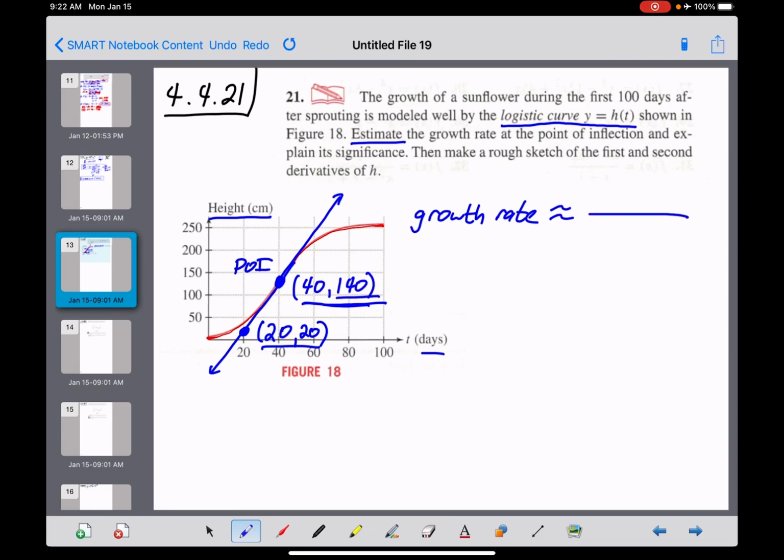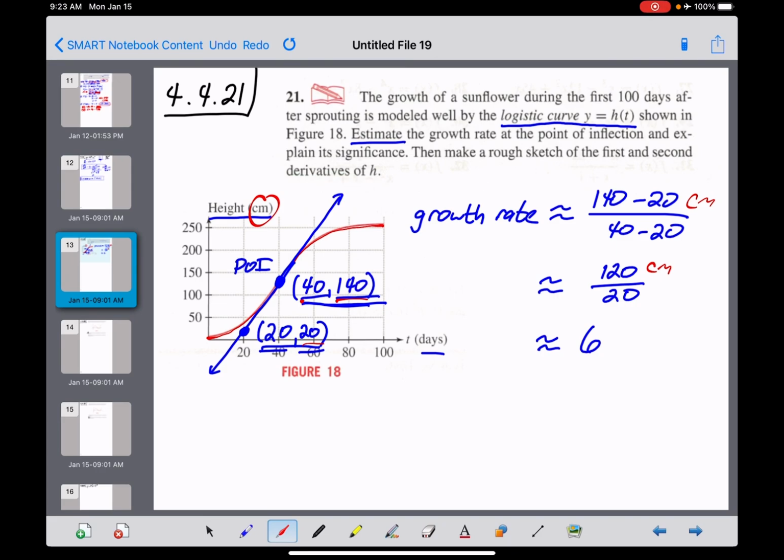So it's going to be 140 minus 20. I'll write that out all over, changing your x-coordinates, 40 minus 20. That'll get us 120 on top and 20 on the bottom. So it looks like our growth rate is about 6. And if we thought about units, the 140 and 20 are measured in centimeters.